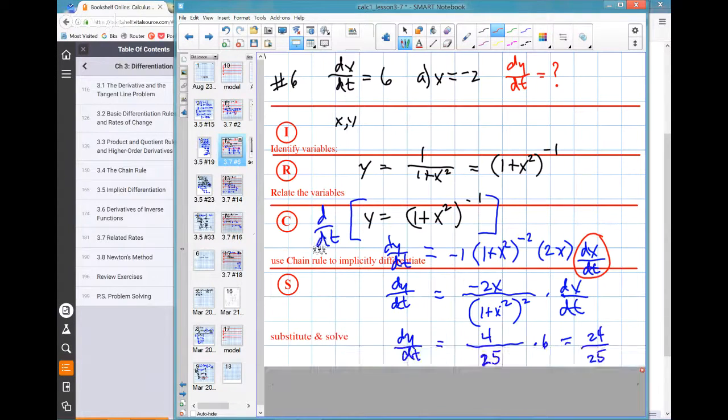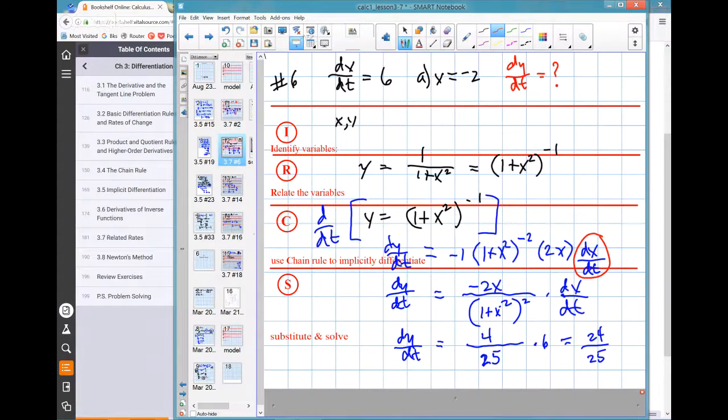And then it's time to substitute. Go look way back at the top. We've been given dx/dt. That's 6. And we know what x is: -2. So you plug it in. -2 times -2 is a +4. On the bottom, -2 squared is 4, 4 plus 1 is 5, and 5 squared is 25. Then just do the arithmetic. So what is dy/dt under these conditions? 24/25.